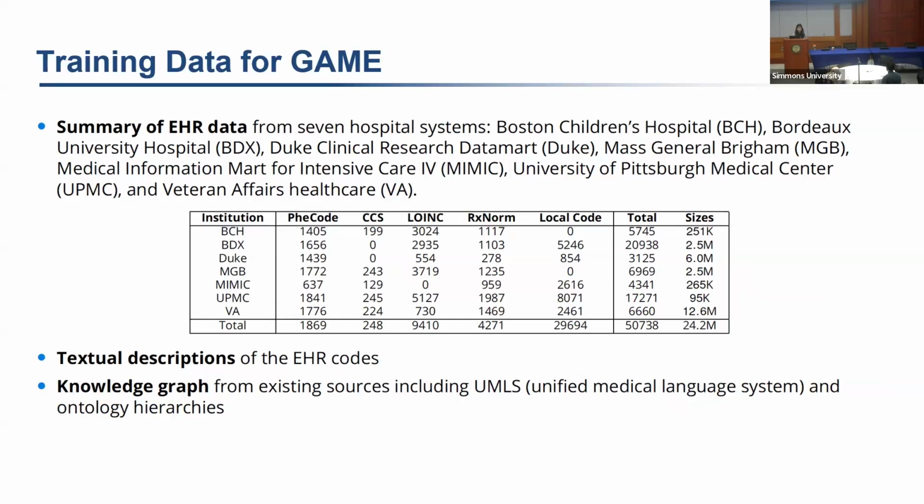Through this exercise that you can see here, there are many common ontologies like fee code. We roll up the ICD code to fee code. We roll up procedure to CCS, et cetera. But there are also many, many local codes that may or may not mean the same thing. That's another exercise.